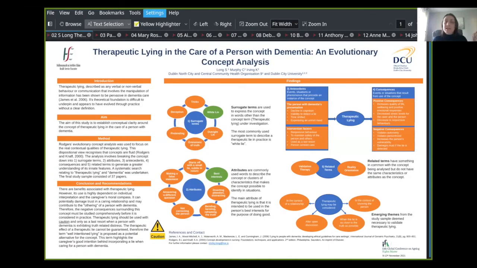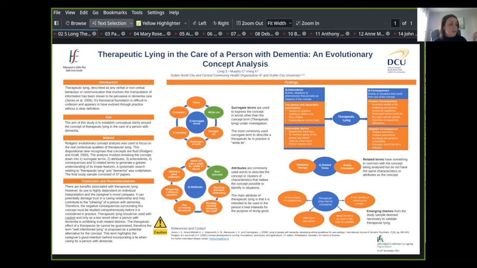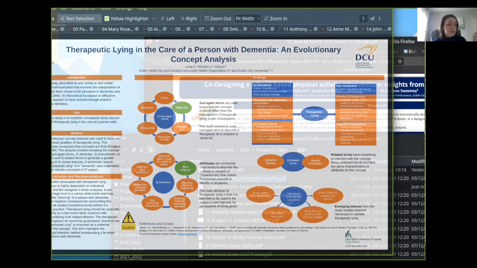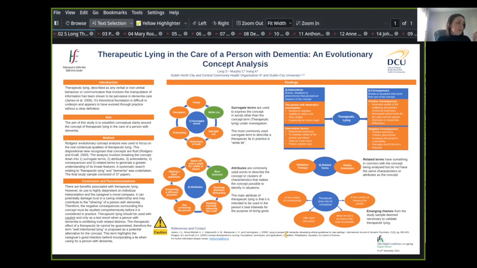My name is Shirley. I'm a clinical case manager. I'm working in CH09. My background is in general nursing and older persons care. My dissertation was recently submitted for a conference hosted by the International Federation of Aging. Therapeutic lying, described as any verbal or non-verbal behaviour or communication that involves manipulation of information, has been shown to be pervasive in dementia care. Its theoretical foundation is difficult to underpin and appears to evolve through practice without any clear definition.